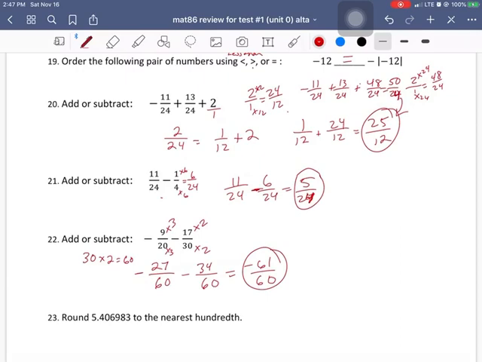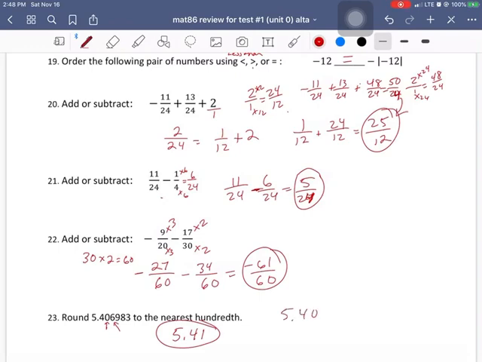And the last one on this page, round to the nearest hundredth. The hundredth is where this 0 is, and the 6 is above a 5, so you give it a shove. 5.41 would be rounded to the hundredths. 5 and above, give it a shove. 4 and below, let it go. Okay.